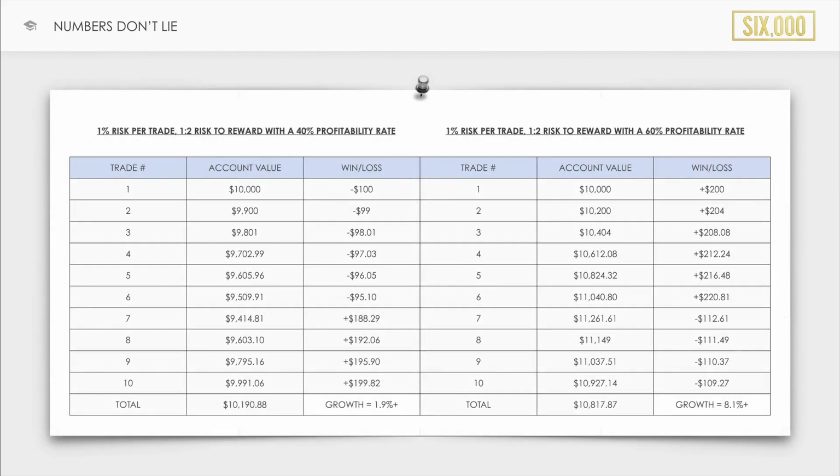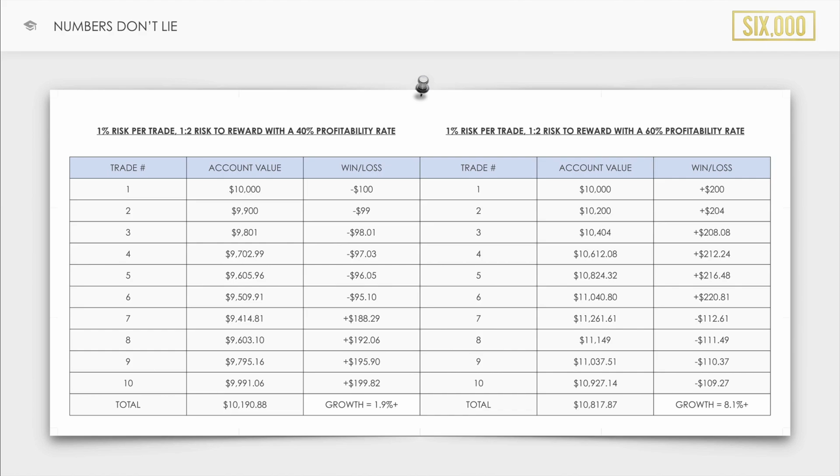Well, this is why I want to break down the numbers. On the left-hand side, we have a 40% profitability rate, a 1% risk per trade, and a 1 to 2 risk to reward. Now, remember, these numbers will change. Let's say you only traded a risk to reward of 1 to 3. Again, the numbers will change. If you risk 2% per trade, the numbers will change. So these are specific to the numbers and the risk management strategy we are using.